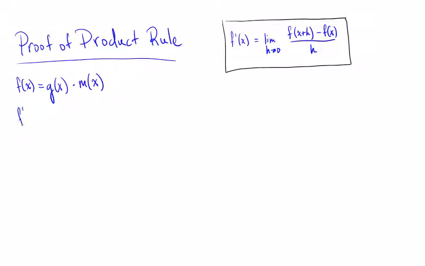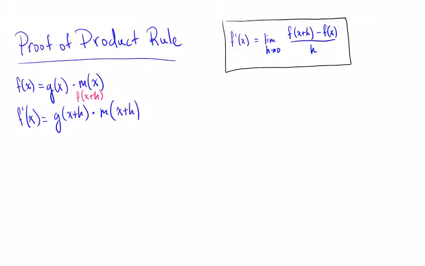So f prime of x, I'm going to start out with f of x plus h, so I'm going to put x plus h in here for x, right? So it's going to be g of x plus h times m of x plus h, right? So this is f of x plus h right here, okay?